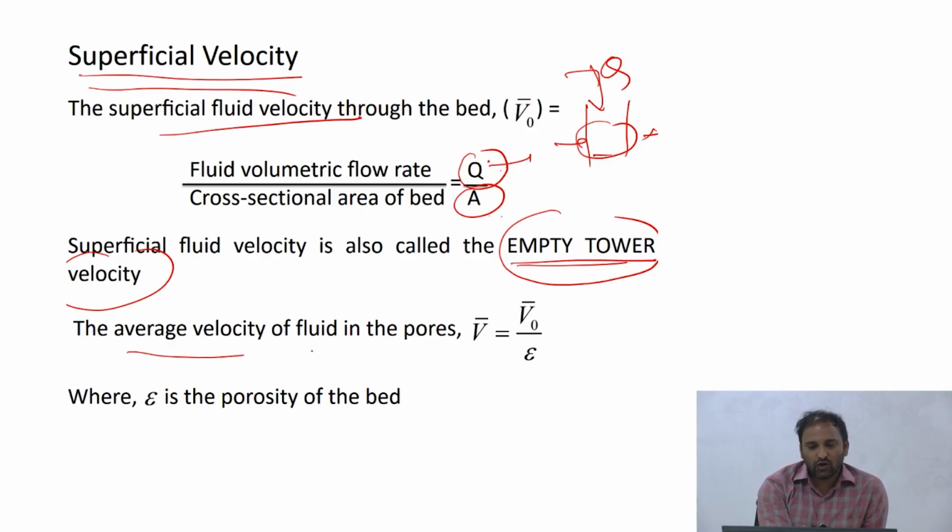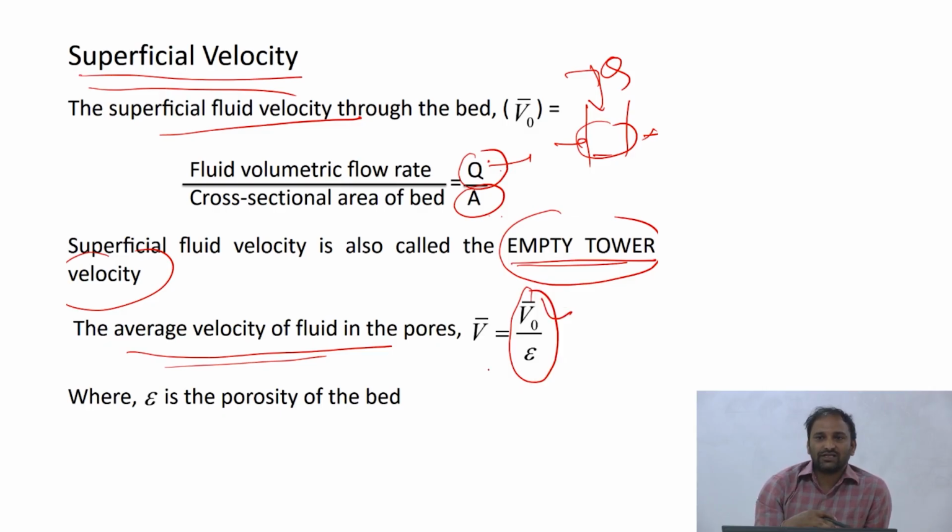But the average velocity of the fluid through the pores is your superficial velocity divided by epsilon, because epsilon tells you the cross-sectional area available for the liquid to flow through. That's the actual velocity, or the average velocity, of the fluid through the pores.